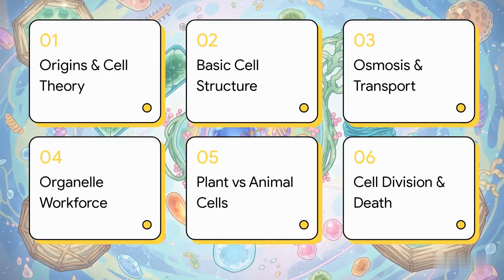Here is our tour map for today. 1. Origins and cell theory. 2. The basic cell structure. 3. Osmosis and cell transport. 4. Meet the organelle workforce. 5. Plant versus animal cells. And 6. Cell division and death.